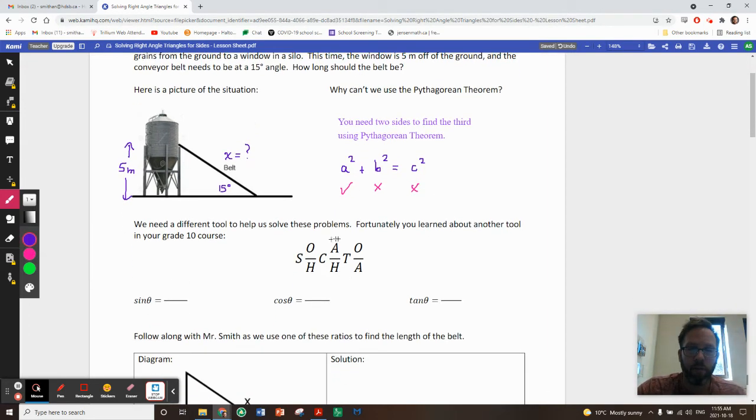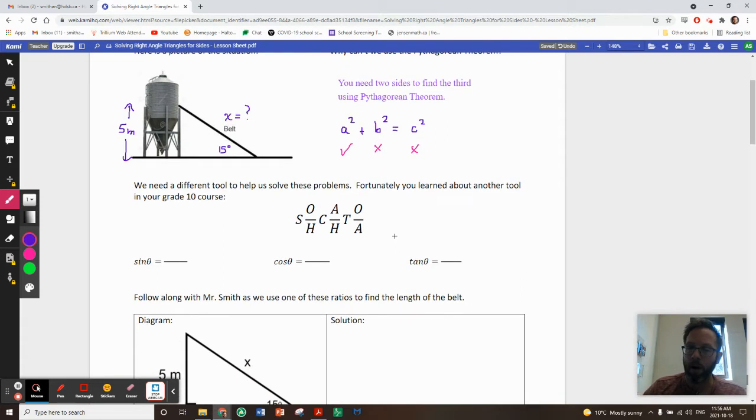And in your grade 10 course, you developed a tool. You would have spent several lessons motivating and looking at these ratios, but you came up with three what we call primary trigonometric ratios: the sine ratio, cosine ratio, tangent ratio. The acronym that you learned to help you remember those three is SOHCAHTOA.